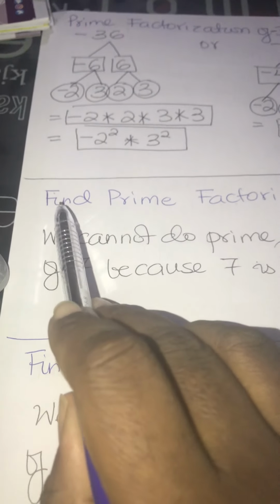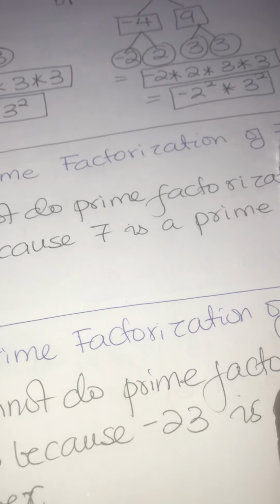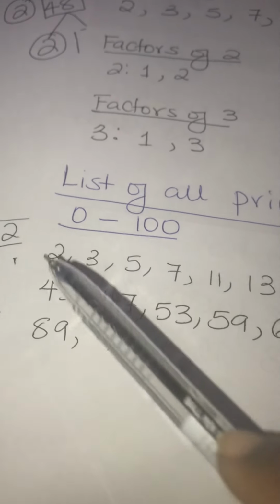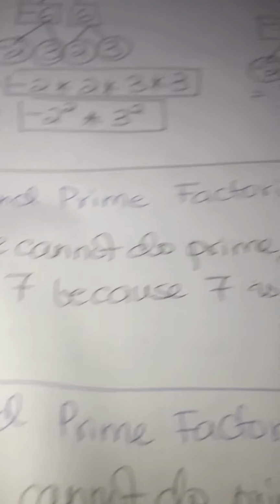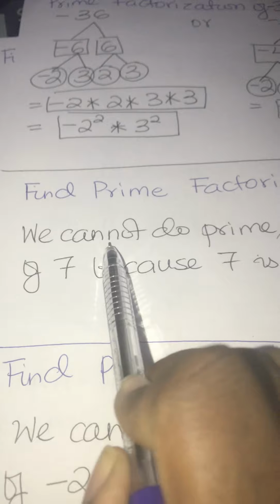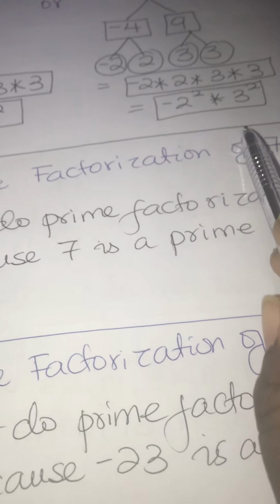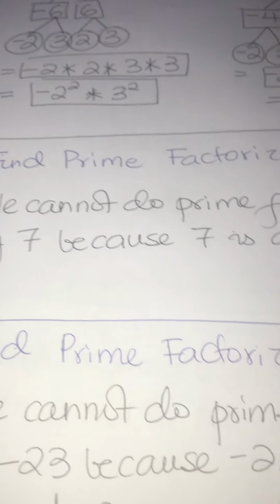Okay? Then we'll find this question. Find the prime factorization of 7. Now, 7 is on the list of your prime numbers. Where is my prime numbers? Here. 7 is in the list of prime numbers. If you are in this list, you will write this sentence. We cannot do prime factorization of 7 because 7 is a prime number. If your question is a prime number, then you will write this sentence.